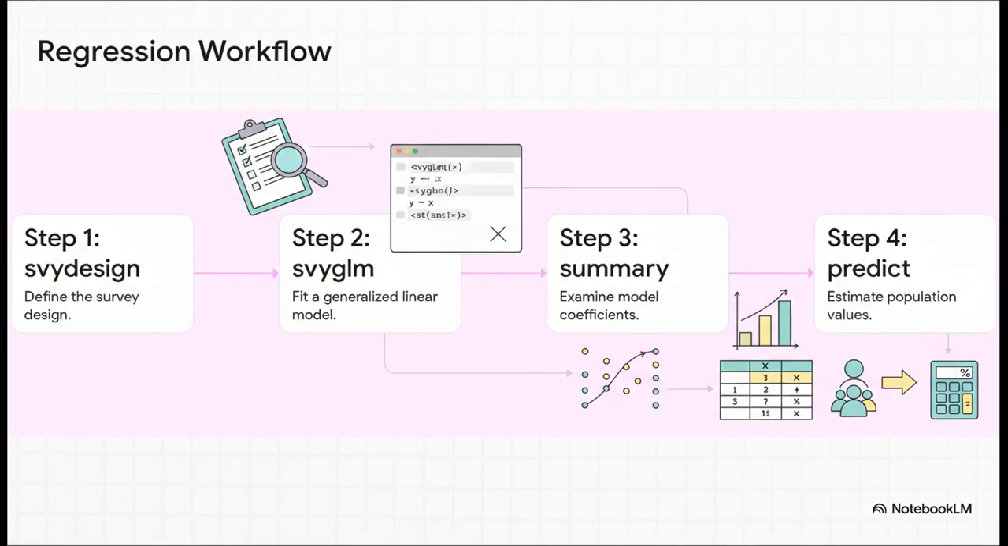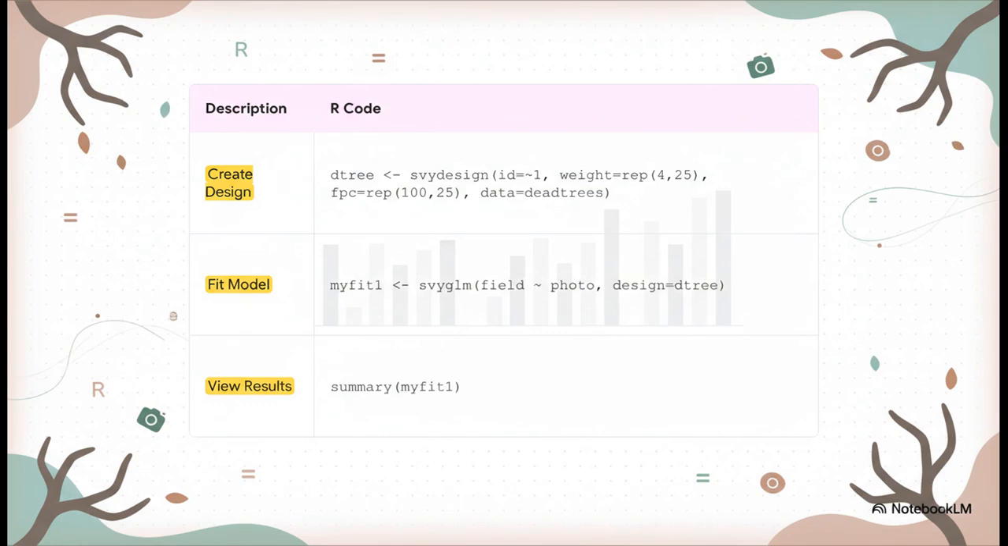Step 1 is the same as always: define the survey design. But here's the key difference. Step 2: instead of calculating a simple ratio, we're going to fit a full linear model using the amazing svyglm function. After that, we check out our model with summary, and then just like before, we use predict to get our final population estimates. Let's look at the R code.